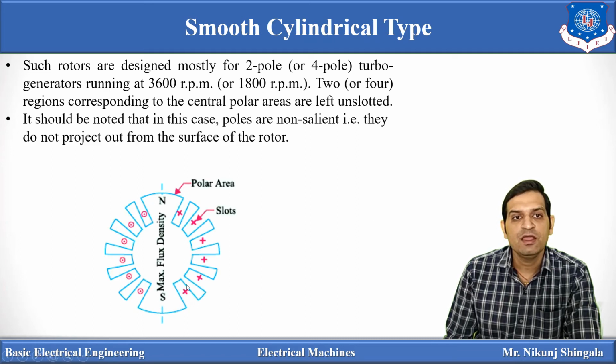So here you can see, it should be noted that in this case poles are non-salient. Poles are non-salient because poles are not projecting. So there is a uniform air gap between stator and rotor. You can see here some parts are slotted and some parts are unslotted, which become N and S pole. Now based on the current flowing through field winding, alternate N and S pole will be generated.